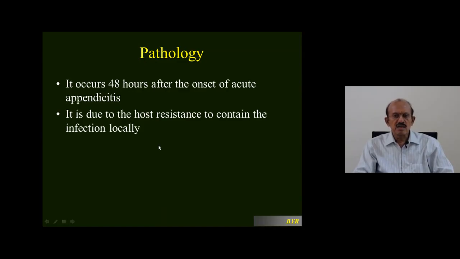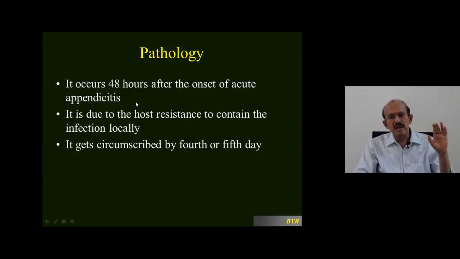It is due to the host resistance to contain the infection locally. It gets circumscribed by the 4th or 5th day. When you examine the patient at the end of the 2nd day, for example, you will find still some tenderness and some mild guarding still there. But when you examine the same patient by the 4th or 5th day, the tenderness and guarding have decreased. When the guarding has decreased, the abdominal wall becomes soft, so you will be able to palpate a mass. The mass is well localized by this time.